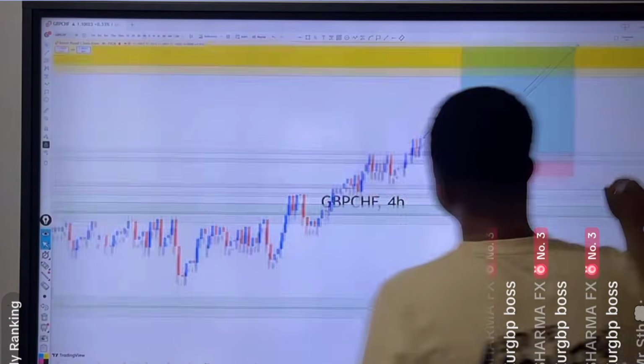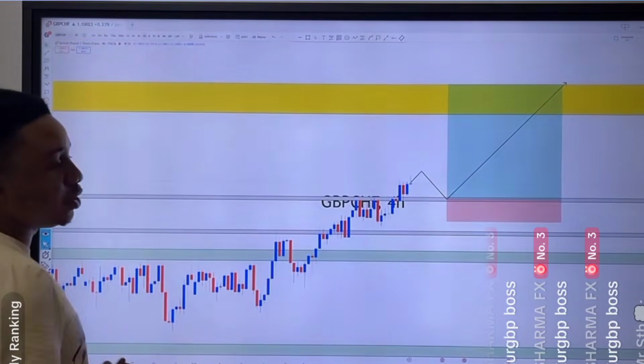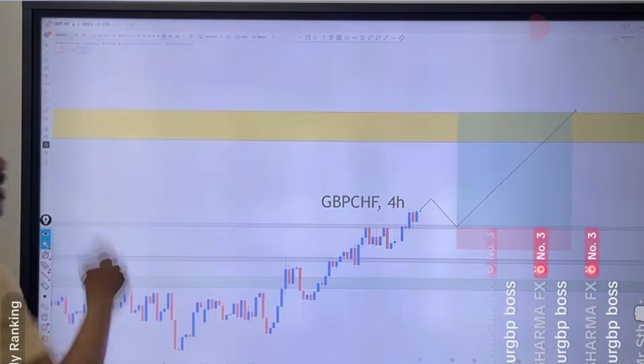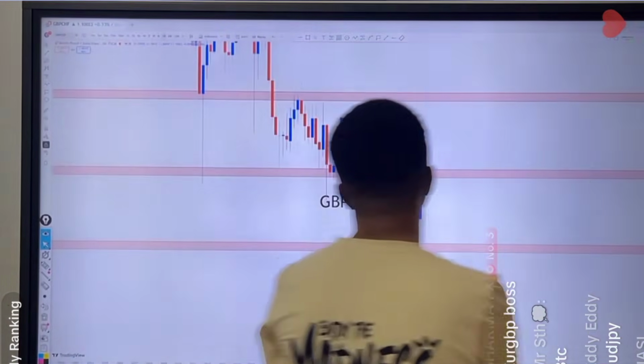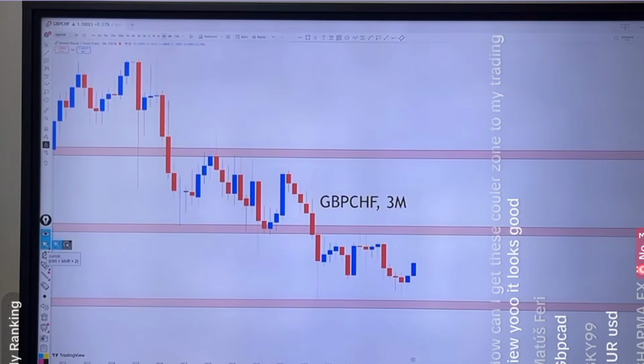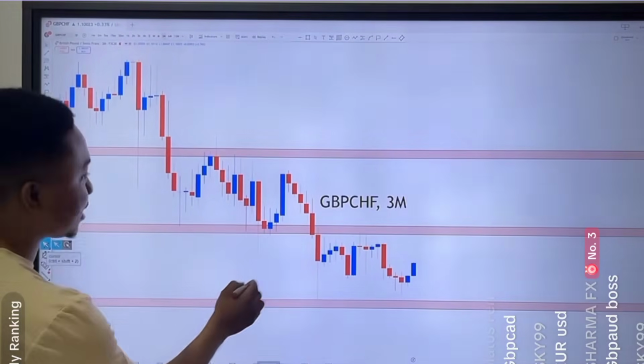So GBPCHF is up next. Now with this pair, we are also looking for a buy. So let's take it further down to the 3 months. This is the 3 months time frame of the GBPCHF. Now with GBPCHF, we are on the 3 months time frame.